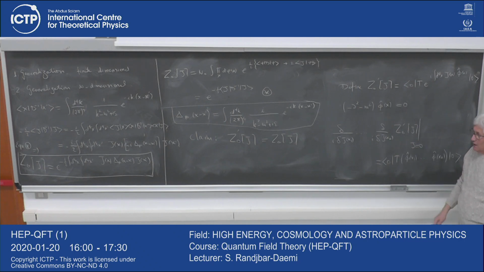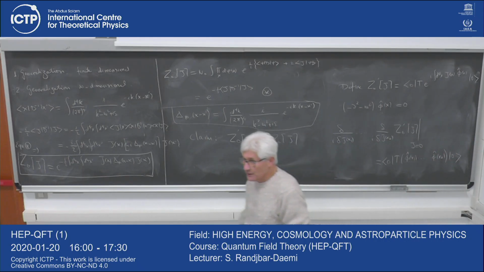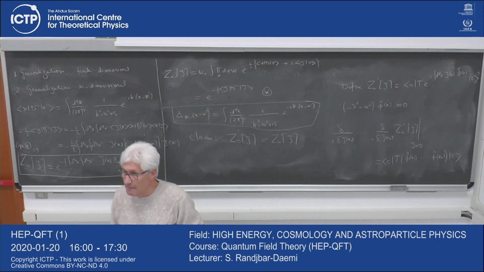Of course, we will see that it's also useful in interacting field theory. We will again calculate the derivatives of a Gaussian to obtain the n-point functions of an interacting field theory. Okay? Any questions?